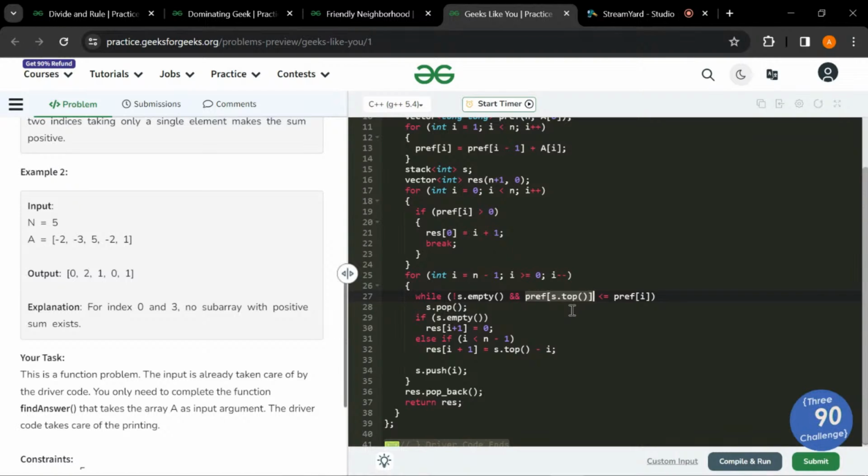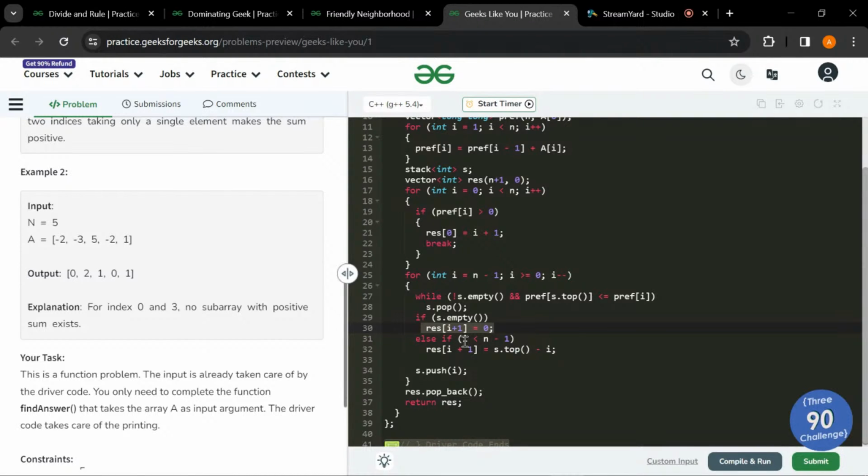So the takeaway from this problem can be this one, that we can also store the indices in the stack. If the stack is empty, then it means we do not have any subarray starting from index i whose sum is greater than 0. So in that case, our answer will be equal to 0. Answer of i plus 1 is equal to 0.